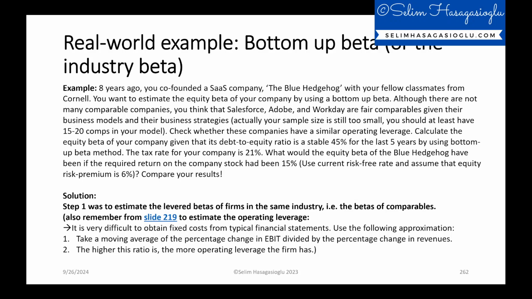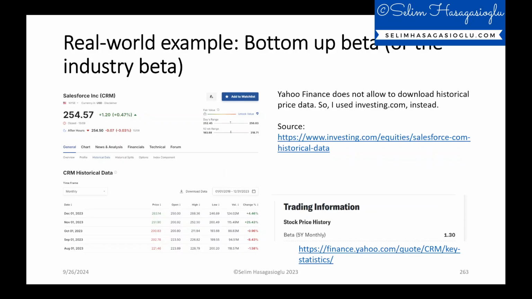Step one, remember, was to estimate the levered betas of firms in the same industry. So that is the betas of comparables. And also remember from slide 219 to estimate the operating leverage. It is very difficult to obtain fixed costs from typical financial statements. So we will use the following approximation. Take a moving average of the percentage change in EBIT divided by the percentage change in revenues. The higher this ratio is, the more operating leverage the firm has.